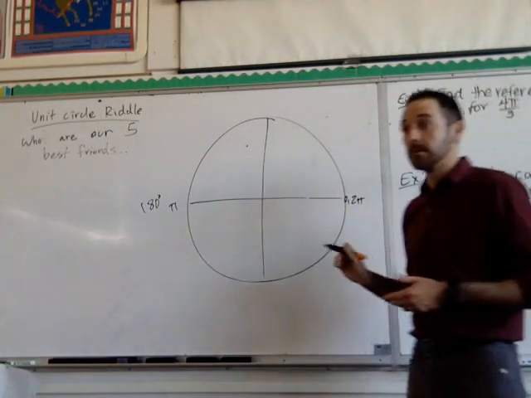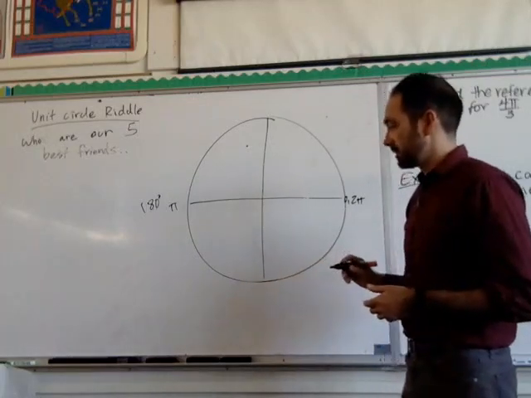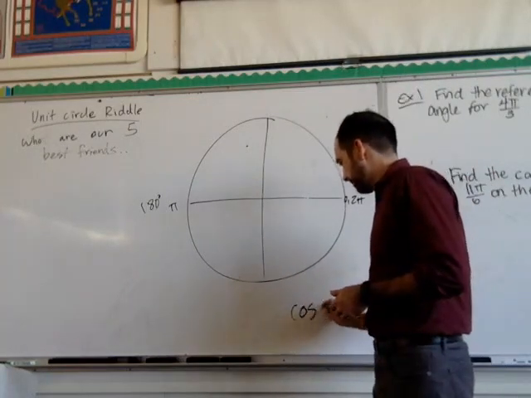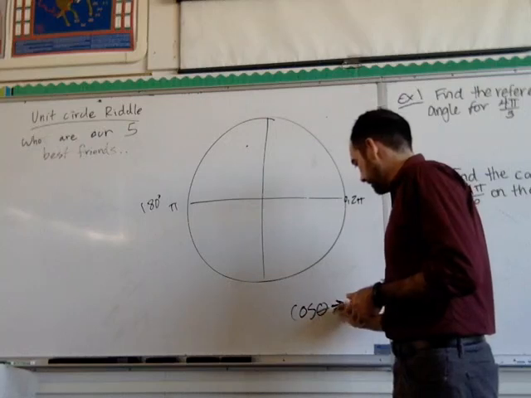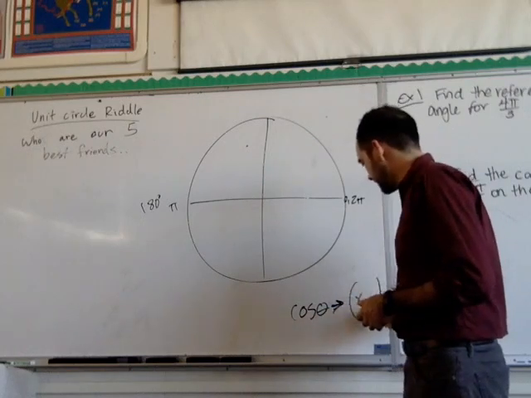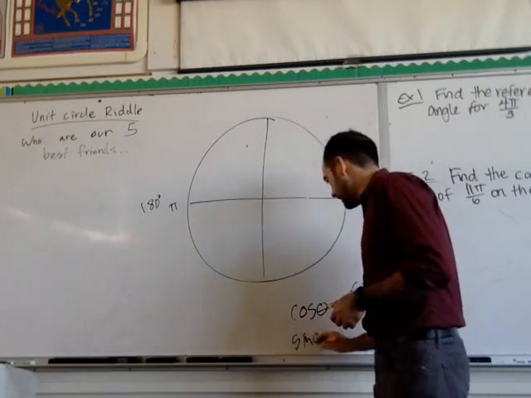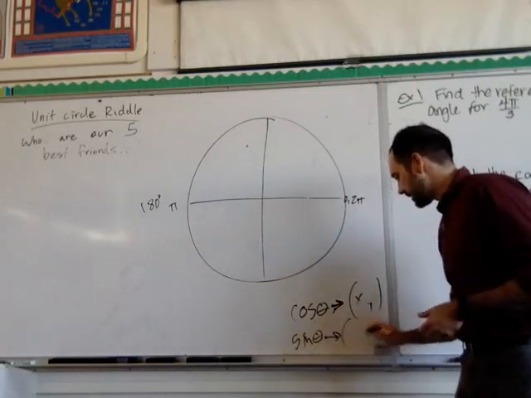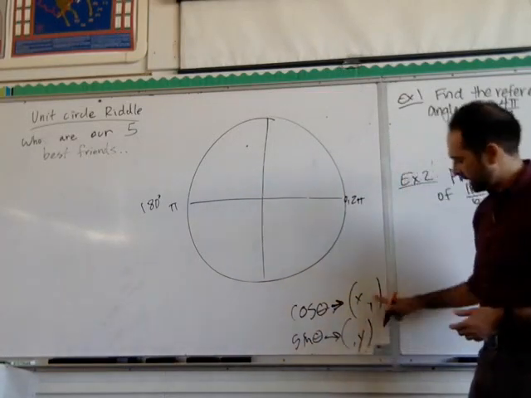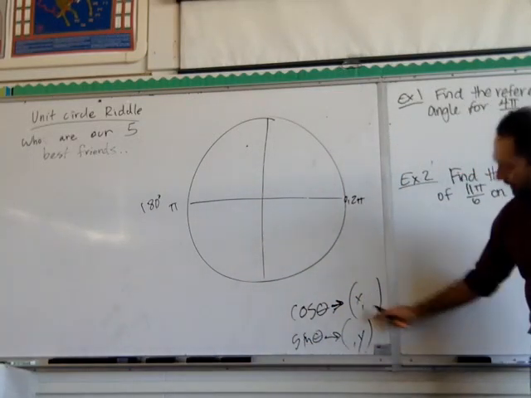What else do we know? Cosine of a coordinate on the unit circle is x, while sine is y. Okay, that equals the x. And the sine of theta is going to give us our y. I like that.